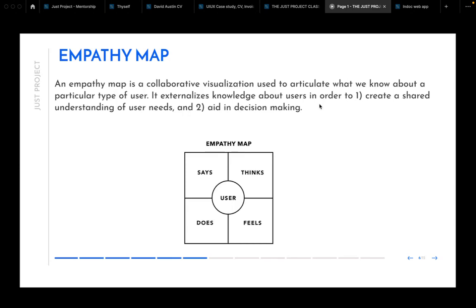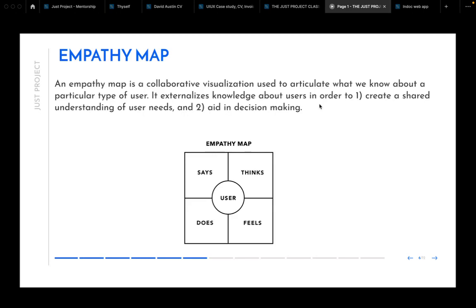Does, okay, what does she do? What does your user do? Okay, she goes to work in the morning by 4 a.m., she gets back late at night, finds it difficult to go to the mall due to laziness. Let's say she's tired when she comes back from work. That's what she does. She goes to work by 4 a.m., she goes to the gym by 6 a.m. Those are responses from your users. Now, feel, okay, she feels tired, frustrated using a particular application. She feels lazy to open the application.